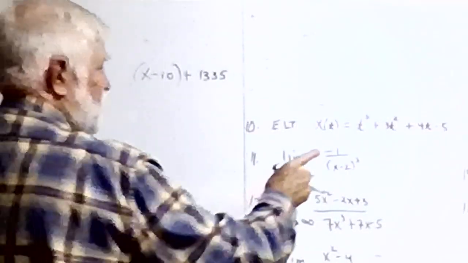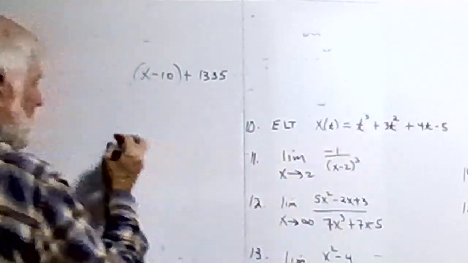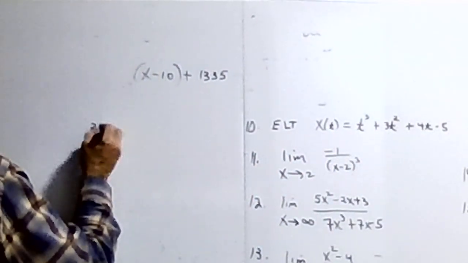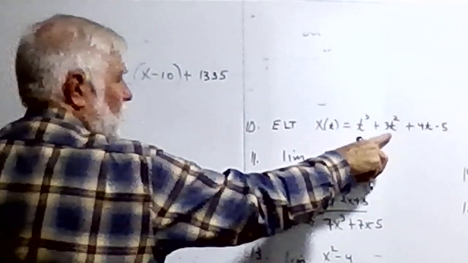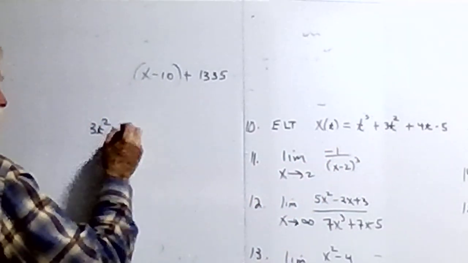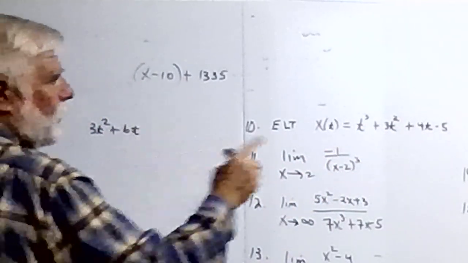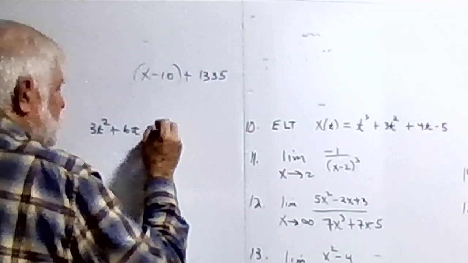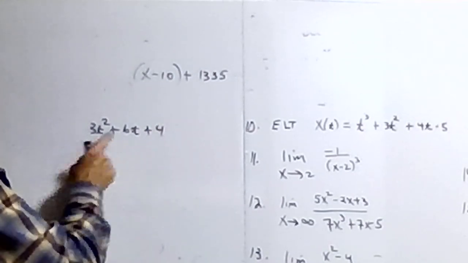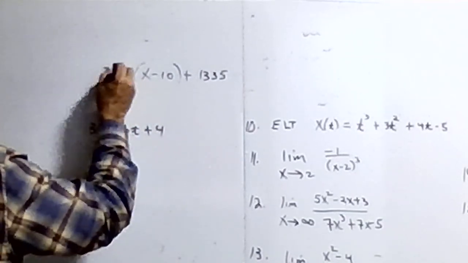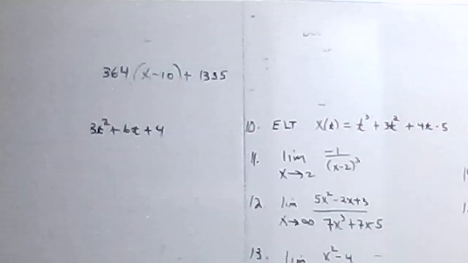All right, and so what's the derivative? The derivative is 3t squared, derivative of t cubed. 3t squared becomes 6t plus 4. And so let's drop a 10 in there, 364. I think I did that right, 364.